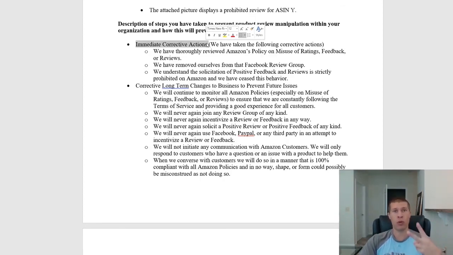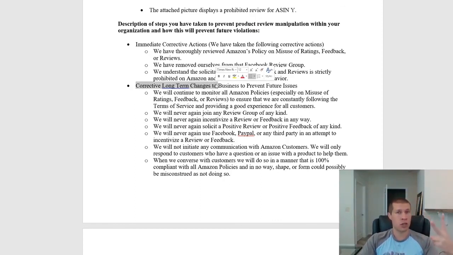These are the 2 most important things in your plan of action: A, what you've done immediately to take this out of your business, and B, corrective long-term actions, changes to your business to prevent this in the future. So what have you done now and what are you doing to prevent it in the future? Those are the 2 things that Amazon cares the most about.